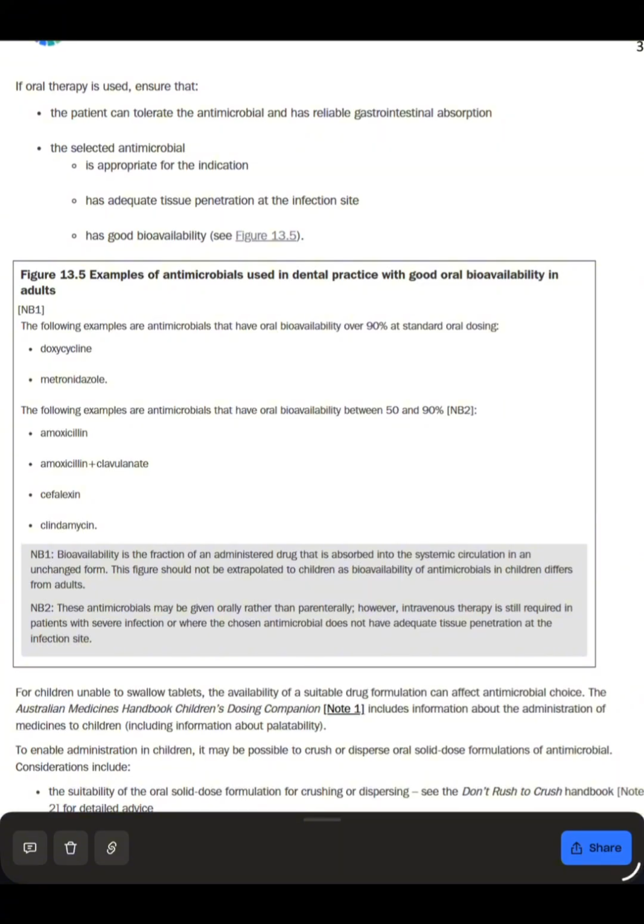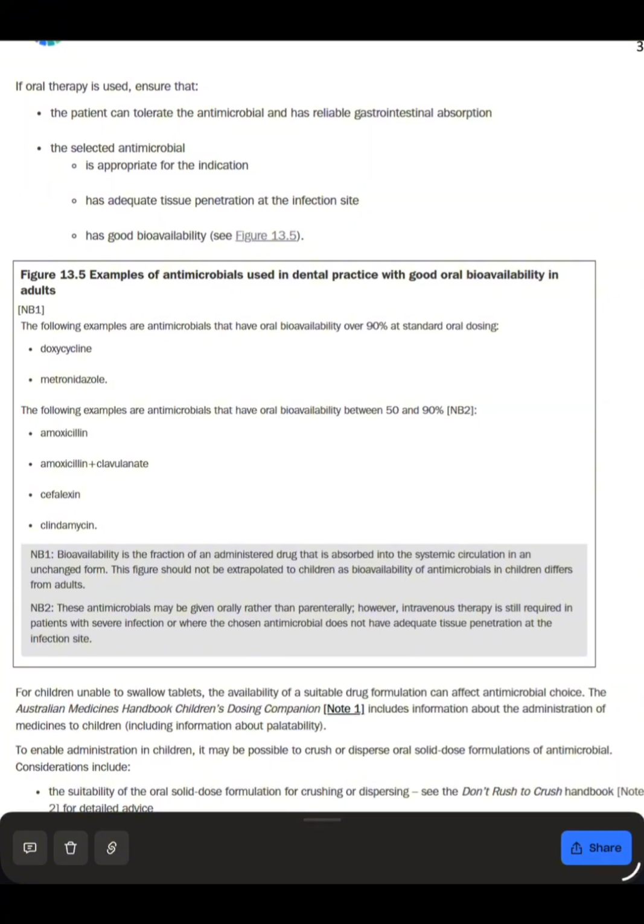First, doxycycline, and the second one is metronidazole. So these two have oral bioavailability over 90% at standard oral dosing. And the following examples are antimicrobials that have oral bioavailability between 50 and 90%, which are amoxicillin plus clavulanate, which is Augmentin, cephalexin, and clindamycin.